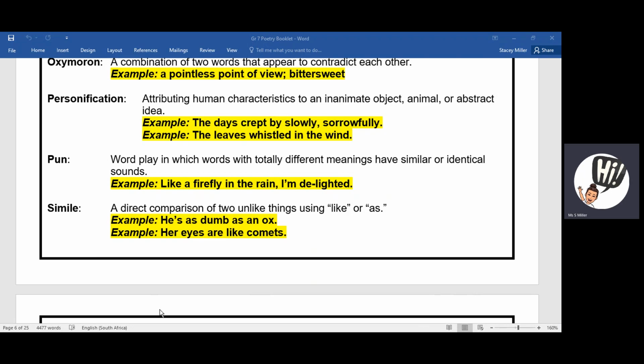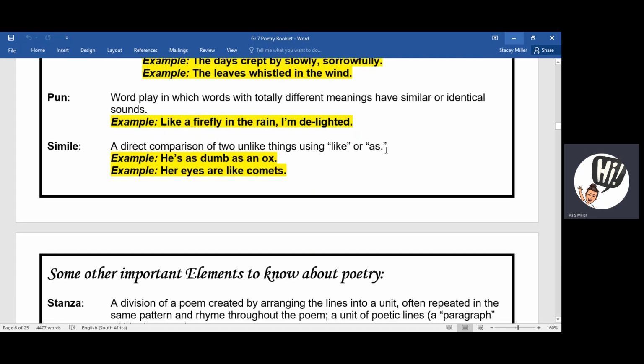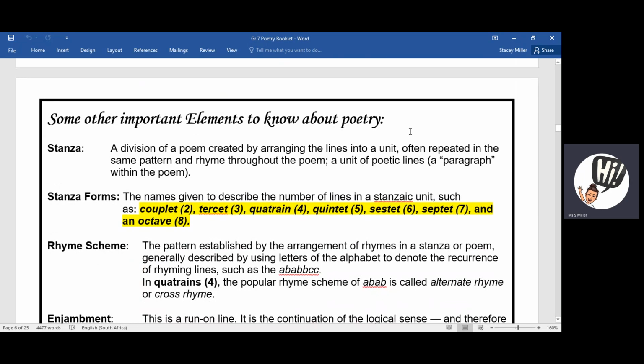Okay, you get puns. I love them. All right, let's have a look at what's next on there. Let me close this. All right, simile we've done a million times. Please highlight and let's be done with it. Simile, a direct comparison using like or as. Highlight like or as. He is as dumb as an ox. An ox is a male cow, not smart. And her eyes are like comets. Comets, big, beautiful, shiny rocks. All right, on to the next page.